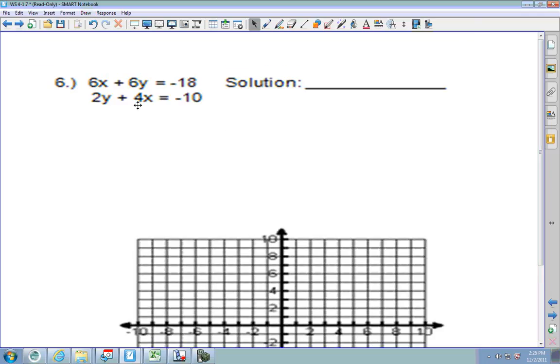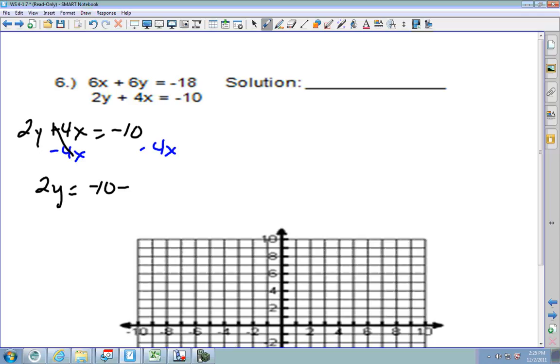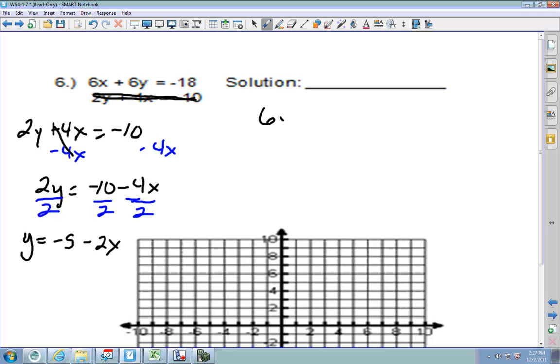All right. Solve one of these for y and get it in y equals form. Let's do the bottom one. Why did I choose the bottom one? Just it was the closest one here. No big reason. So I subtract 4x from each side. I get 2y equals negative 10 minus 4x. Divide by 2. I get y equals negative 5 minus 2x. All right, so now I've changed this one. I have the other equation is 6x plus 6y equals negative 18.